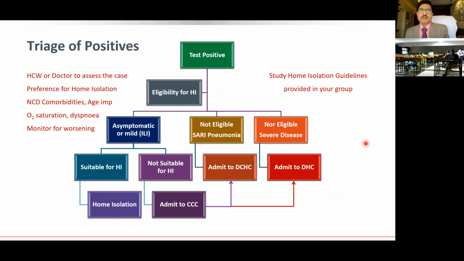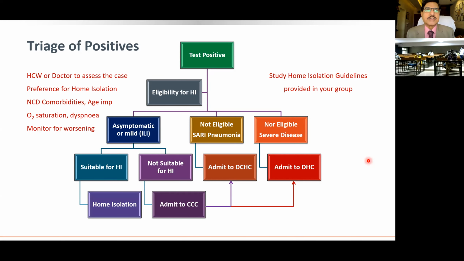So I have got a positive patient. Who is a positive patient? Who is RT-PCR positive, or who is NAT positive, or RAT positive, the rapid antigen test, or who has strong CT evidence of disease with symptoms. So these are the ones who are test positive. Patients who are RT-PCR positive, patients who are RAT positive, patients who are scan positive but test negative. All these three are considered as test positive.